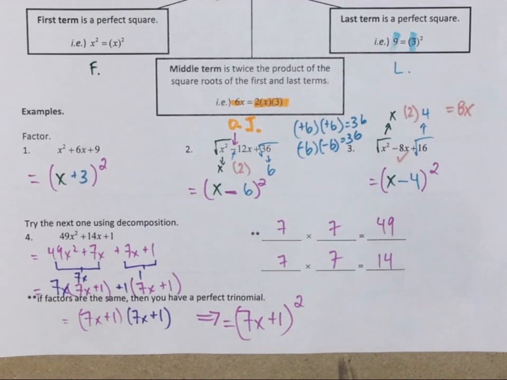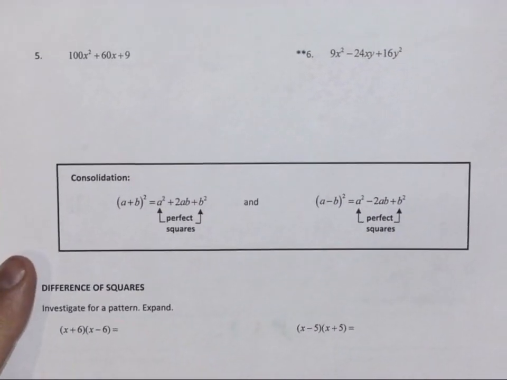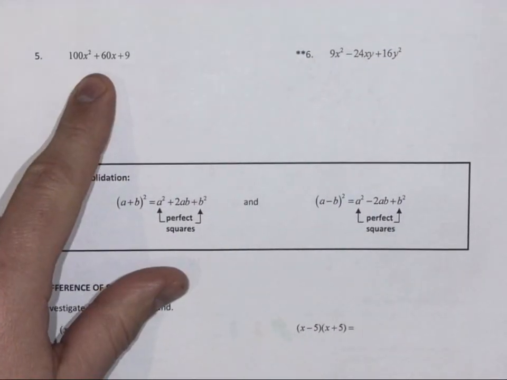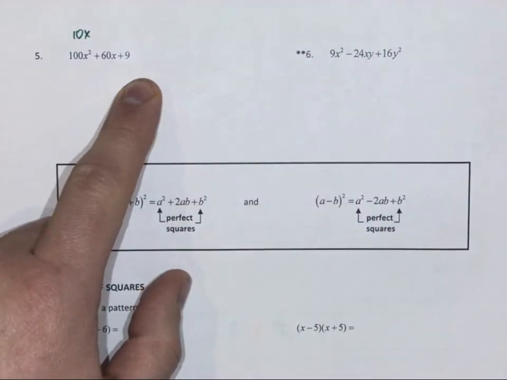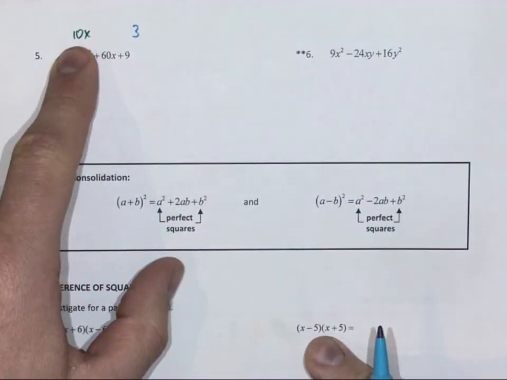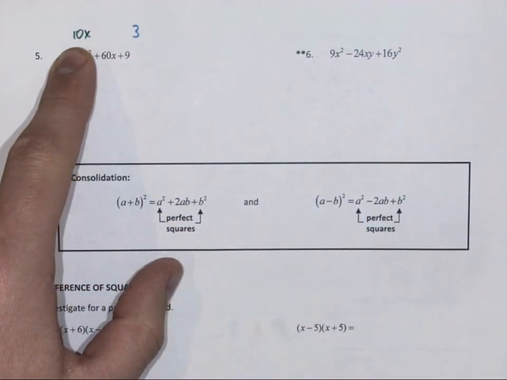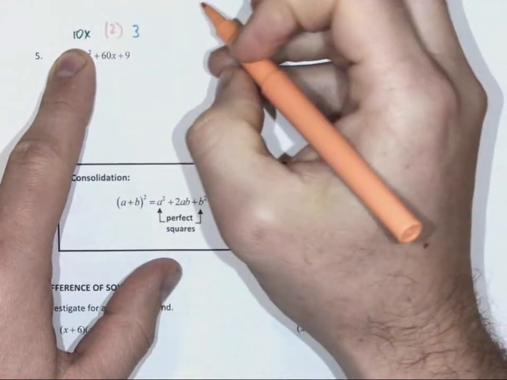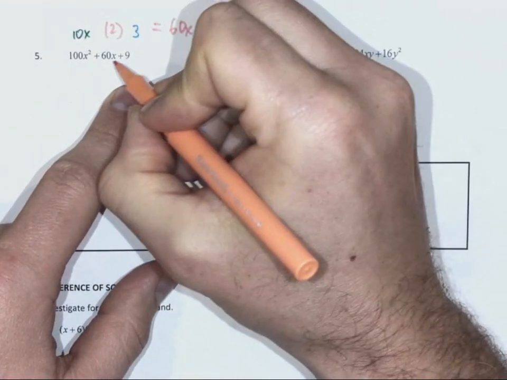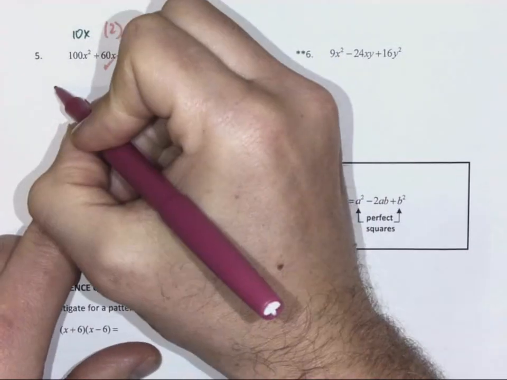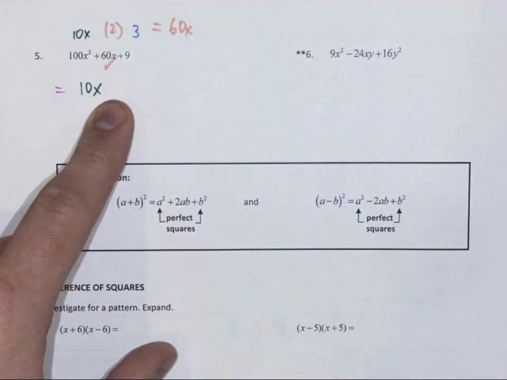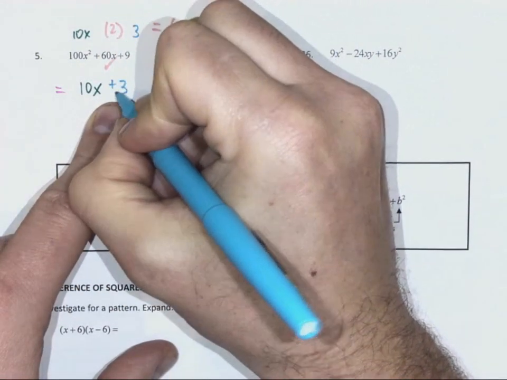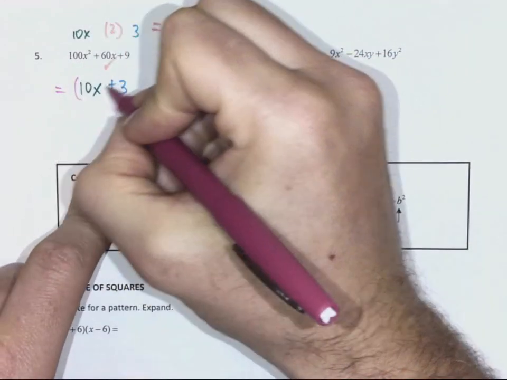So let's look at one or two examples to consolidate. Can we take the square root? 10x. Can we take the square root of 9? 3. 3 times 10x is 30x, times 2 is 60x. Sweet, it fits the pattern. So my answer is a perfect square trinomial. (10x plus 3), all in brackets, squared. And I have fully factored.